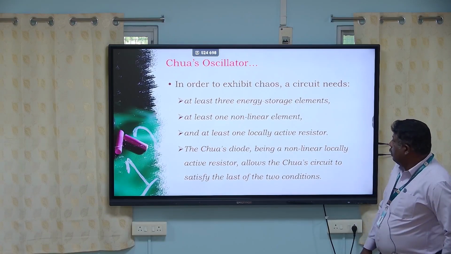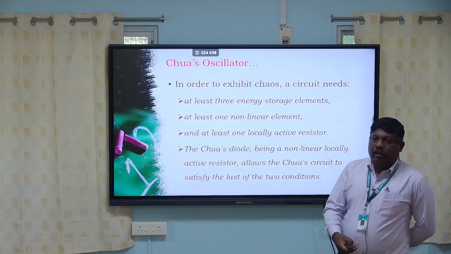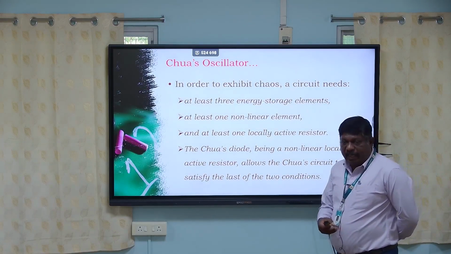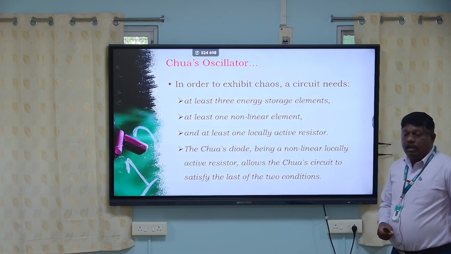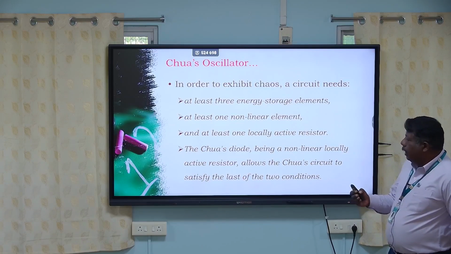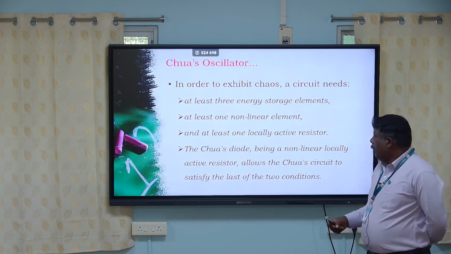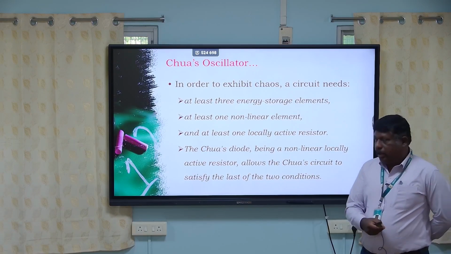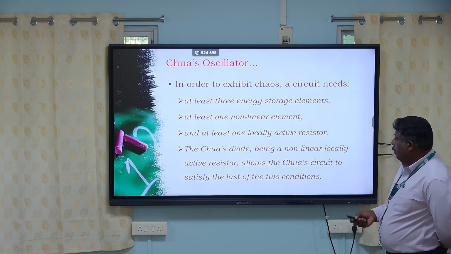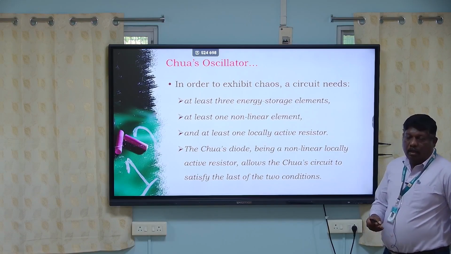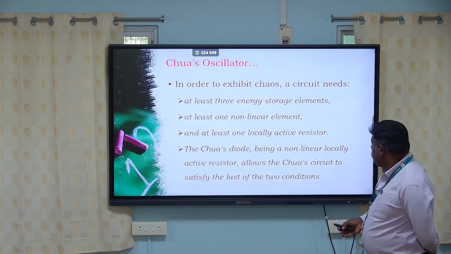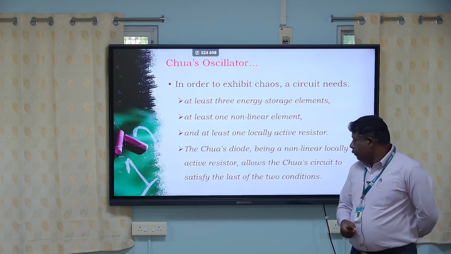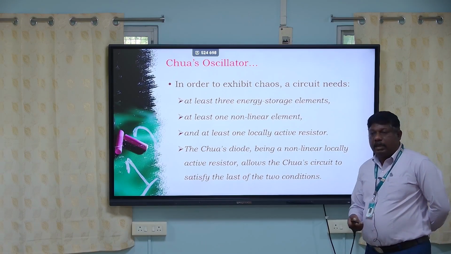In order to exhibit chaotic oscillation, the circuit needs at least 3 storage elements, at least one nonlinear element, and at least one locally active resistor. In this Chua's oscillator, Chua's diode is a nonlinear locally active resistor. So this satisfies the condition.